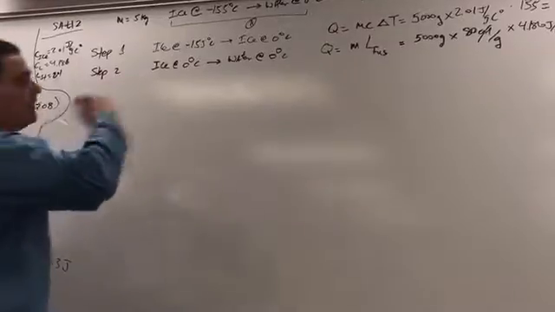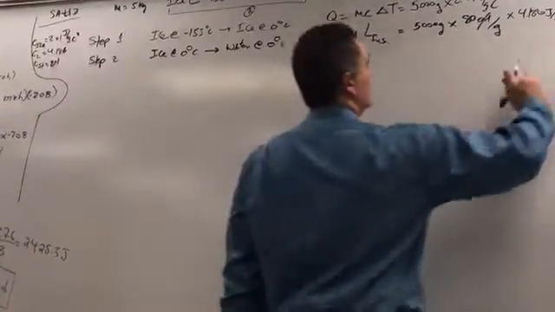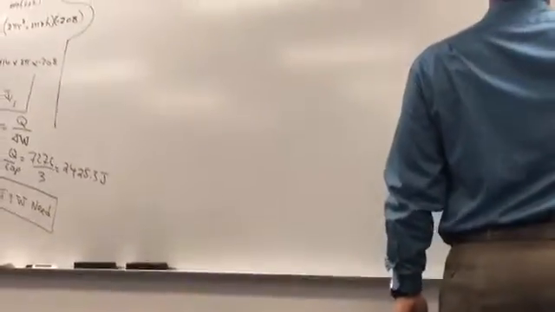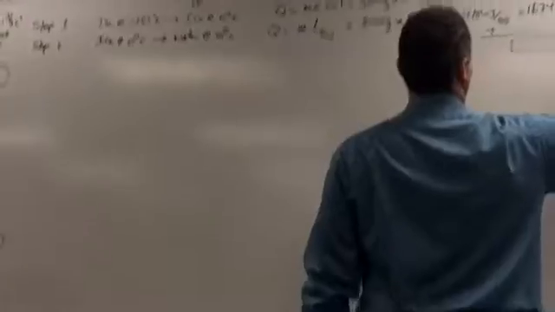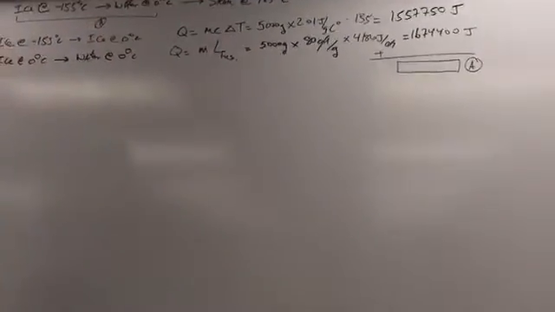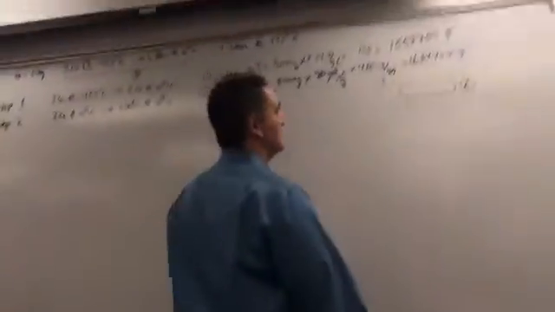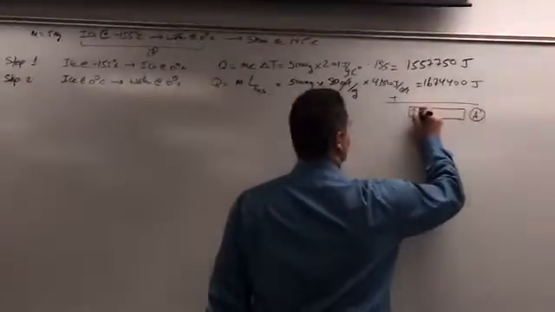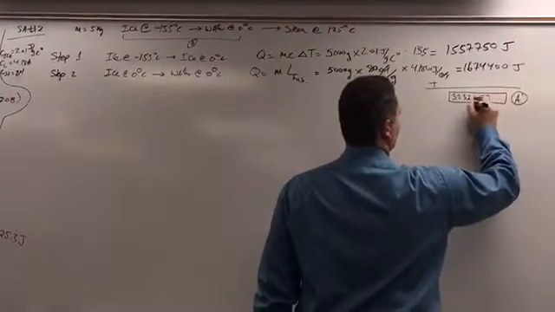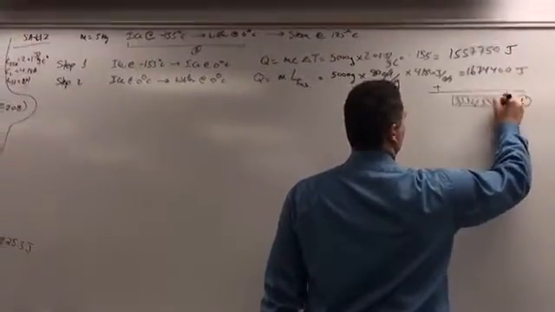Okay, so right now we have melted the ice, and we're at 0 degrees Celsius. So we've completed part A. If we add these two together, we get the answer for part A. Whatever that number is, that's 3,232,150. That's the answer to A.